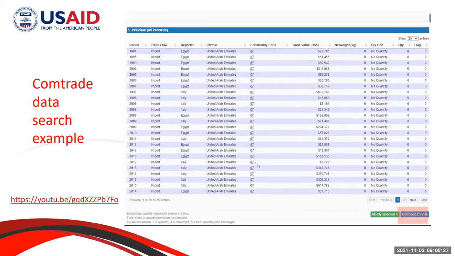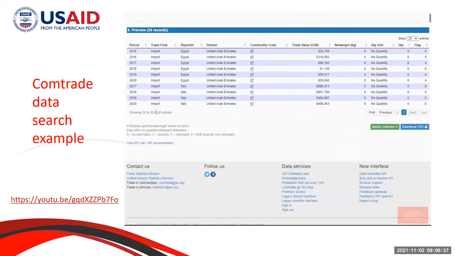So be sure to hit next. You can see it's got Italy and Egypt combined here in different spots. So you can look and see what the relative shipments from Italy are very small compared to those from Egypt. You go to next, it brings you up to 2020. And there's Egypt, there's Italy. You can see the volumes.